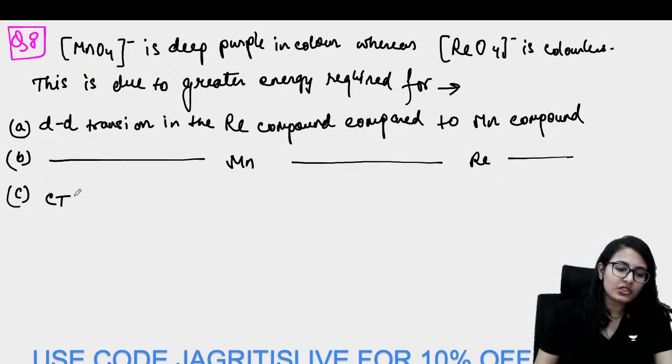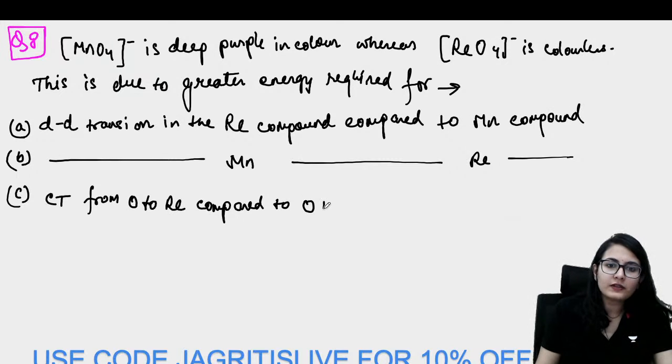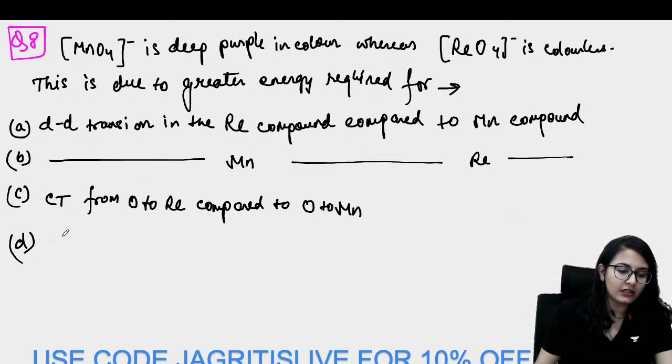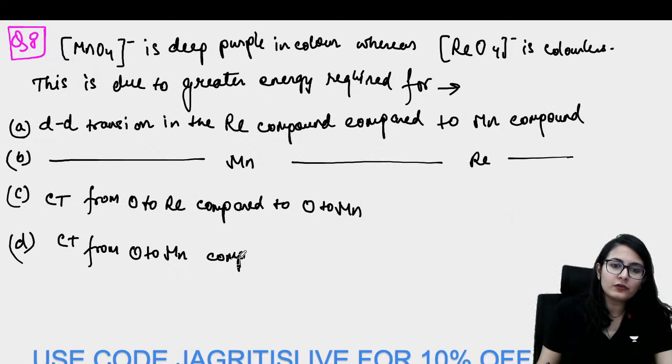CT transition, charge transfer transition from oxygen to rhenium compared to oxygen to manganese. So this sentence means that due to greater energy required for charge transfer and so on. Okay, read it in continuation. Charge transfer from oxygen to manganese compared to oxygen to rhenium.